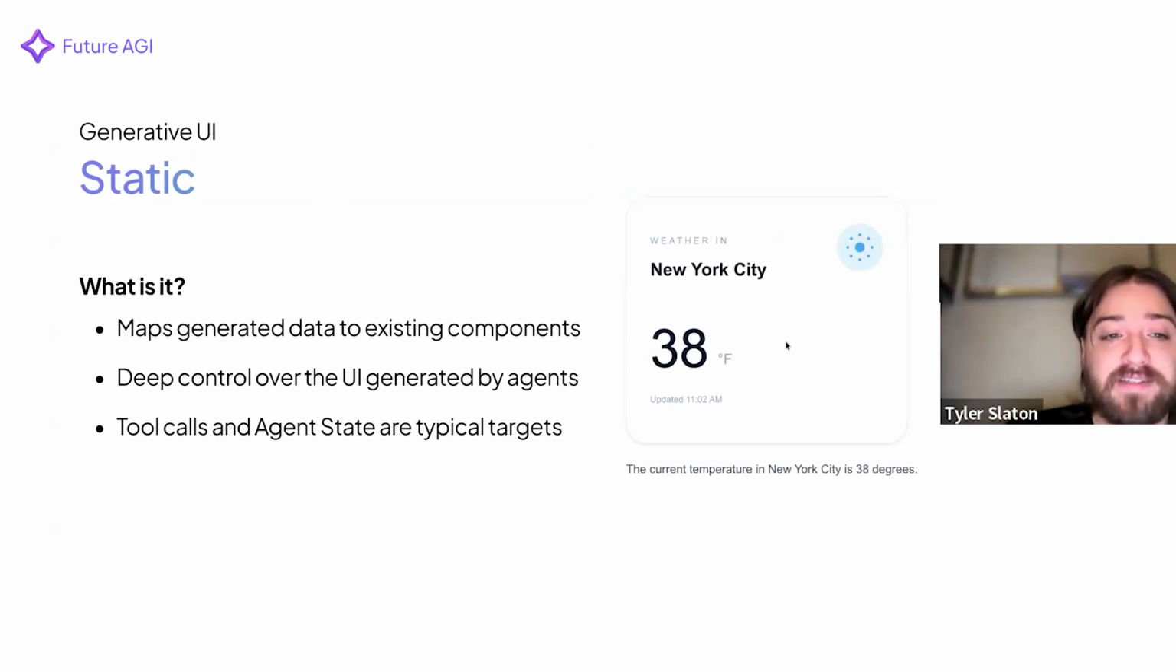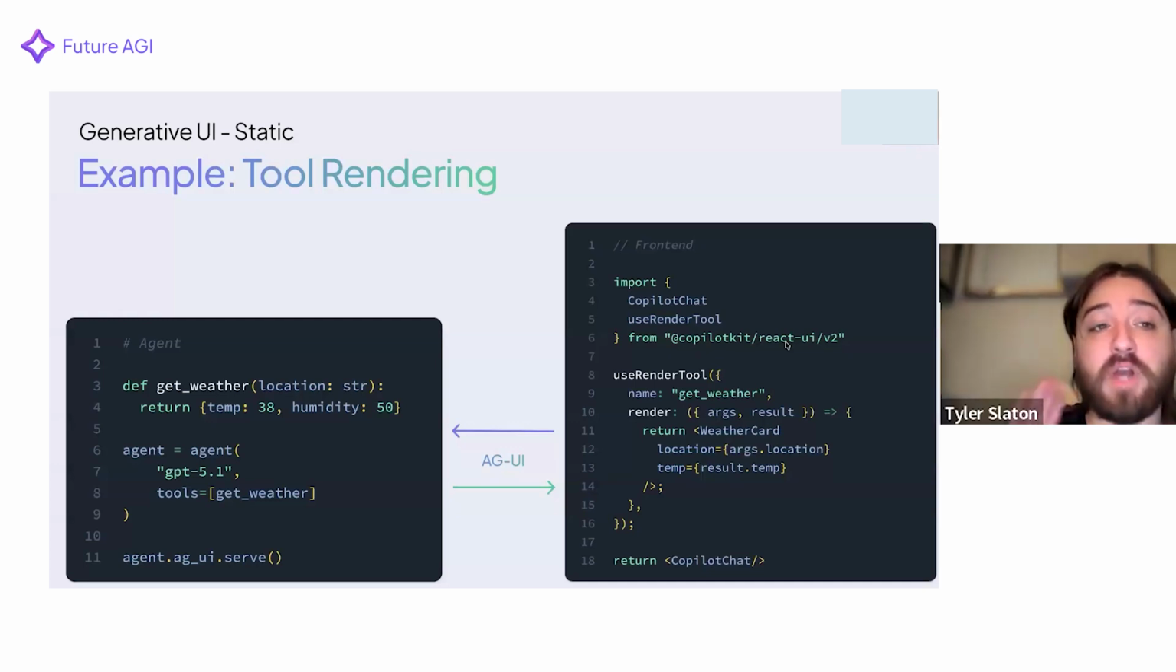It gives you really great deep control over the UI that's generated by your agents. So you can pixel-accurately control what the UI looks like. In this case, I hand coded all of this to look great, but the data, for example, 38 degrees Fahrenheit, the time, the location, the little icon in the top right, all of that was actually sent to me by the agents. And one target could be tool calls, but it could also be agentic state, just structured outputs that map to a component. So let's look at some code.